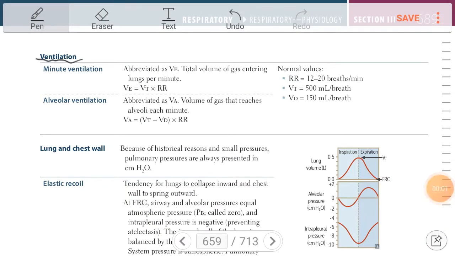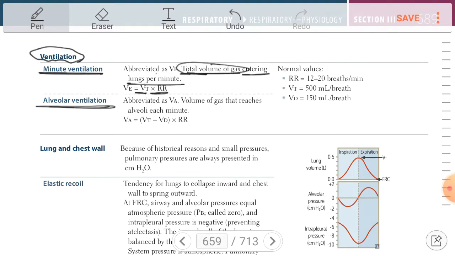Let's speak about ventilation. There is minute ventilation and alveolar ventilation. So minute ventilation equals what? Tidal volume multiplied by respiratory rate. This is the total volume of gas entering into the lung per minute. So it's the tidal volume multiplied by respiratory rate. This is the minute ventilation.